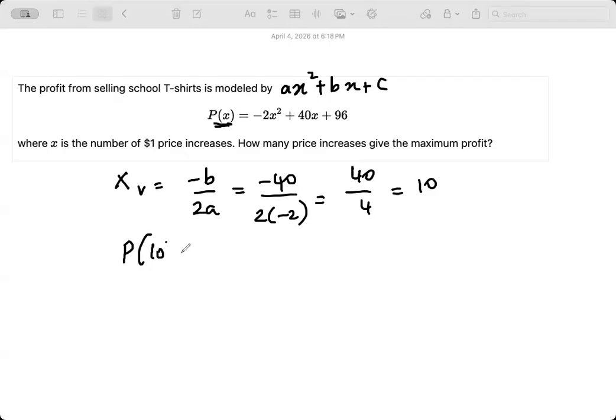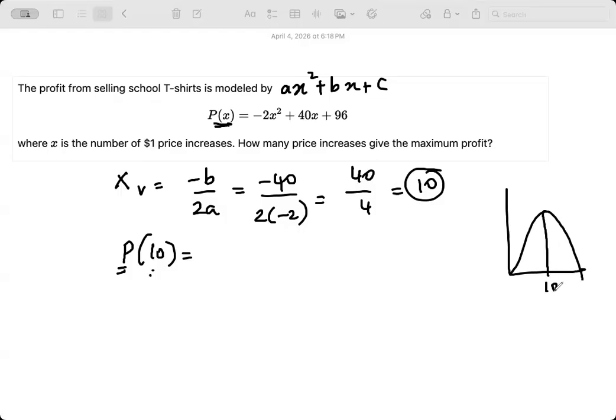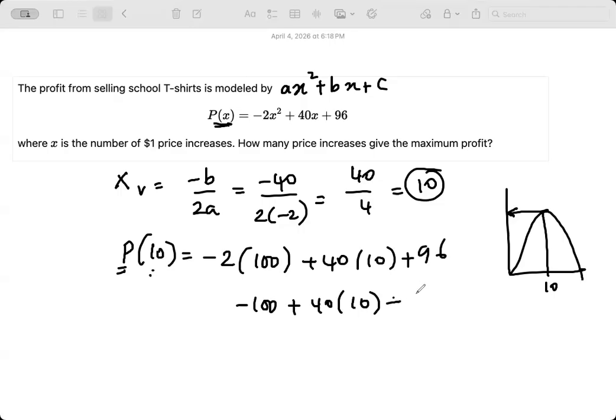So now P of 10, meaning the profit when the number of price increases x is 10, is the vertex. Right? Number of price increases equal to 10 is the vertex. But for me to find the corresponding profit value, I have to substitute 10 as x. So that would be minus 100 plus 40 times 10 plus minus 4, plus 400 is 396. The maximum profit that I can achieve is 396 and the number of price increases is 10.